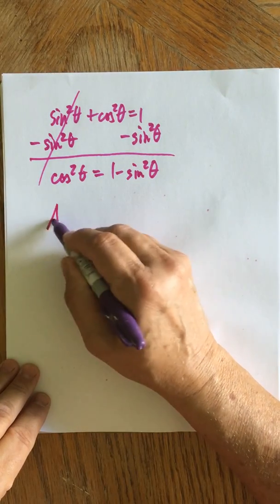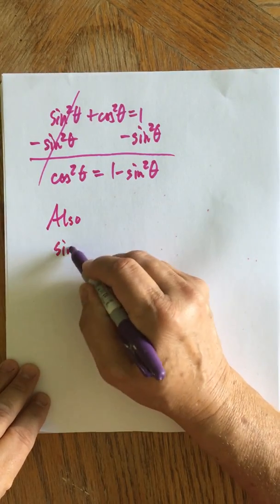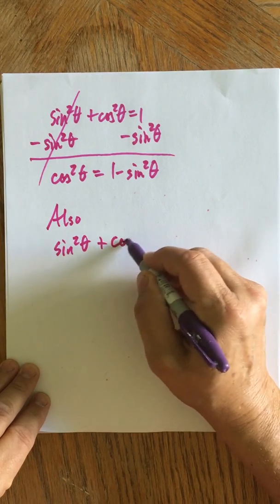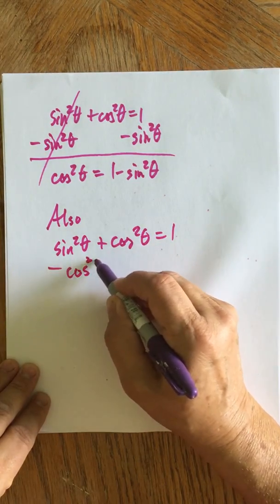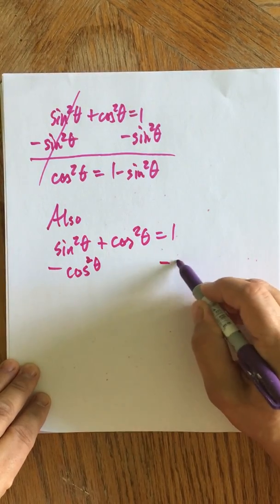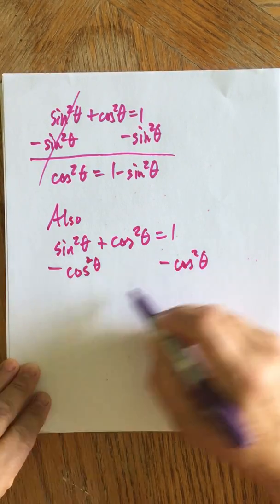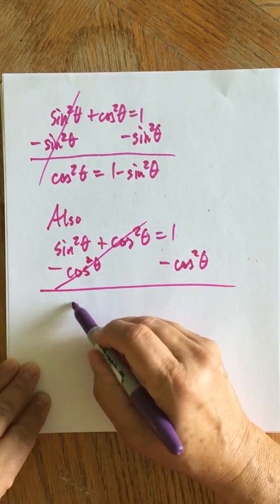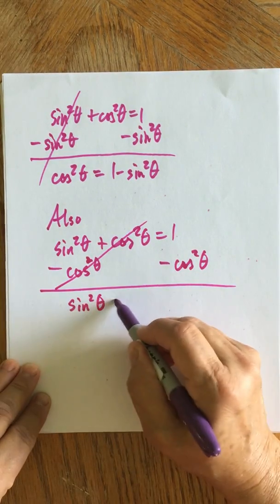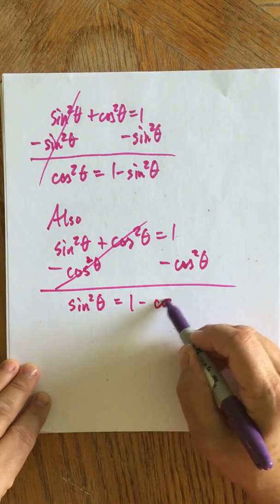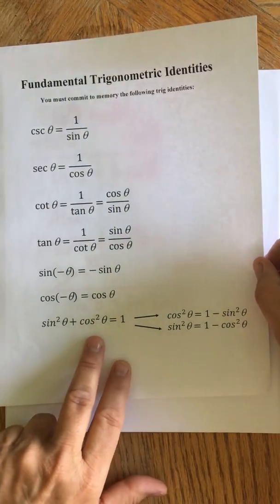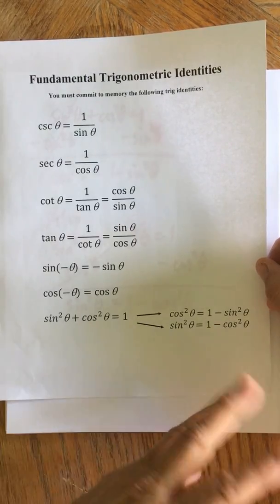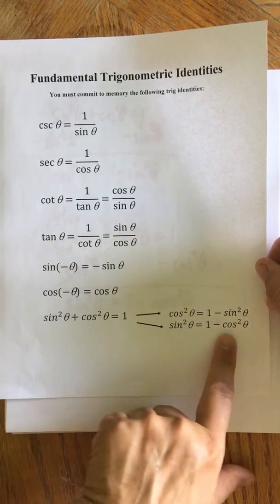If I start out with sine squared theta plus cosine squared theta equals 1, I can subtract cosine squared theta instead from both sides of the equation. This will cancel out, and I'll be left with sine squared theta equals 1 minus cosine squared theta. Again, a very simple rearrangement, but you just have to see it. That way you don't have to memorize; you know where it comes from.